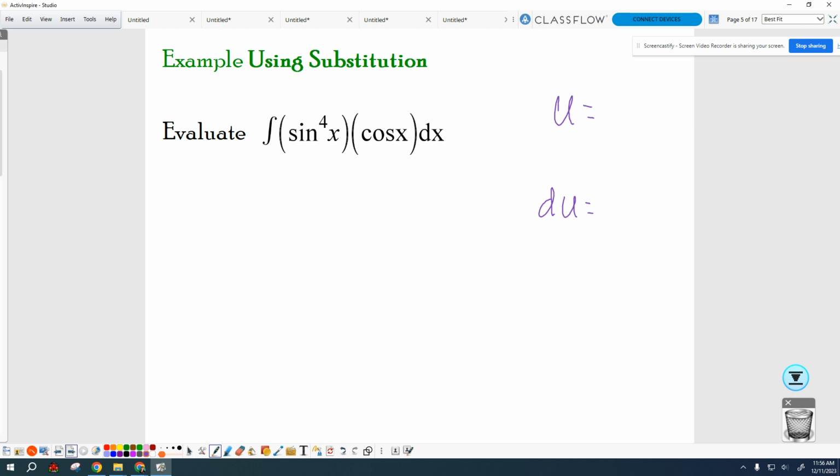Arabella, what do you think? Can we just split it out into two different integrals? No, we can't. Multiplied things we can't. If it's added or subtracted, we can, but multiplied, no. Good idea, but it's not. I think u should be sine x. Why is that your instinct? Because then you can do u to the fourth. Oh, and the derivative, du, is cosine.